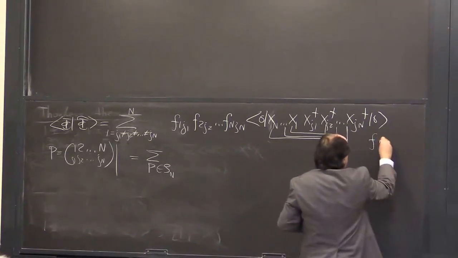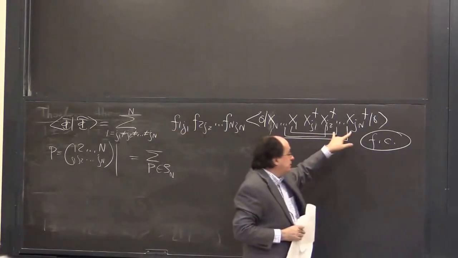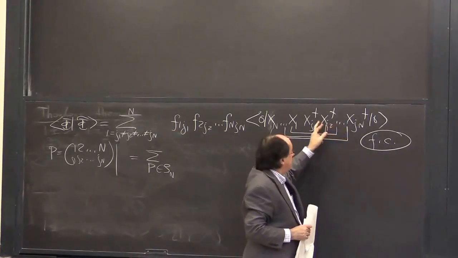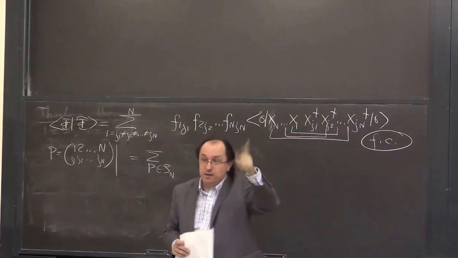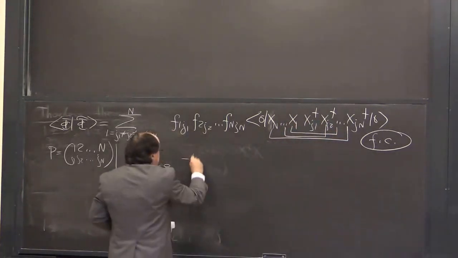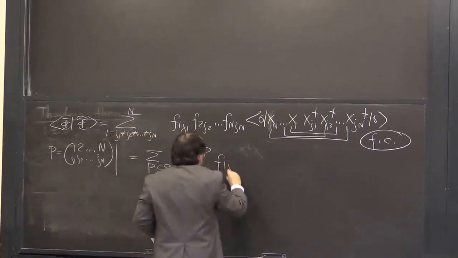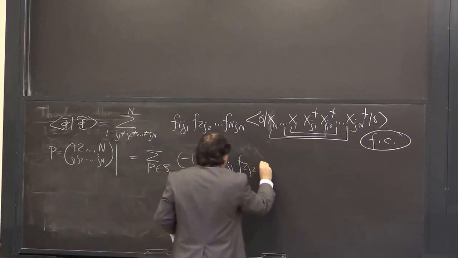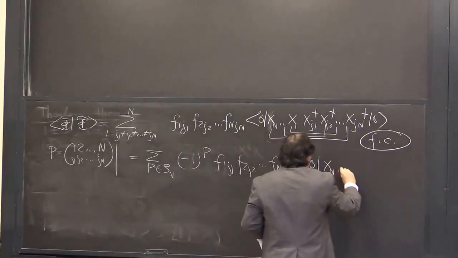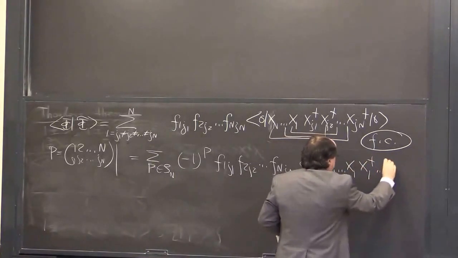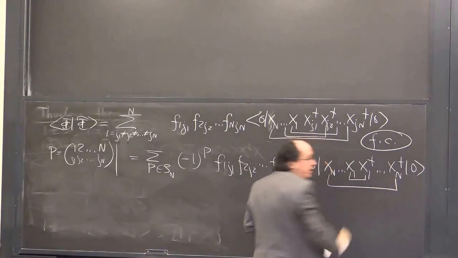But let's make a note. We're talking about the fully contracted terms. If I unscramble these contractions, that is, rearrange operators such that x1 runs into x1 dagger, x2 runs into x2 dagger, and so on, I will have to introduce the sign of the permutation, this permutation here, and then we'll have f1 j1, f2 j2 through fn jn, and then a very nice expression xn through x1, x1 dagger through xn dagger, where you contract 1 with 1 dagger, 2 with 2 dagger, n with n dagger.